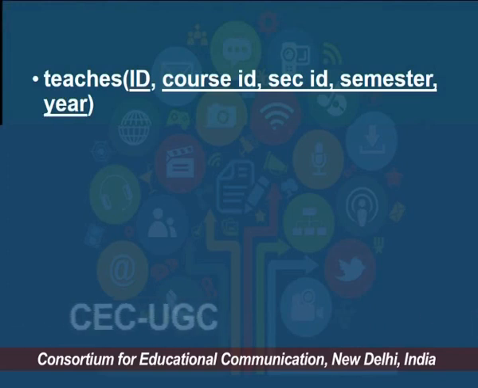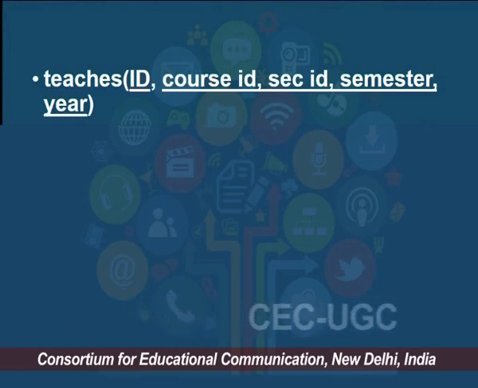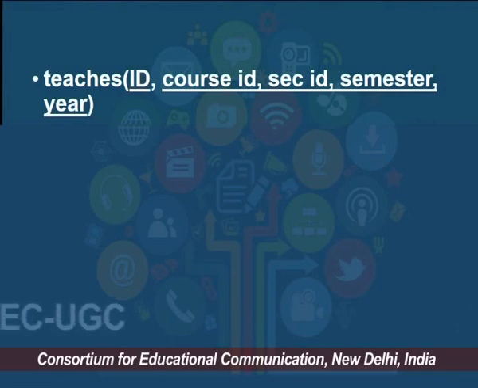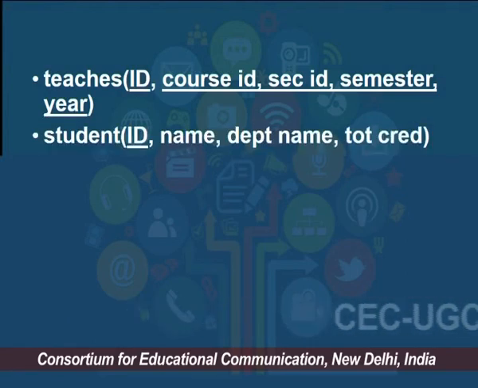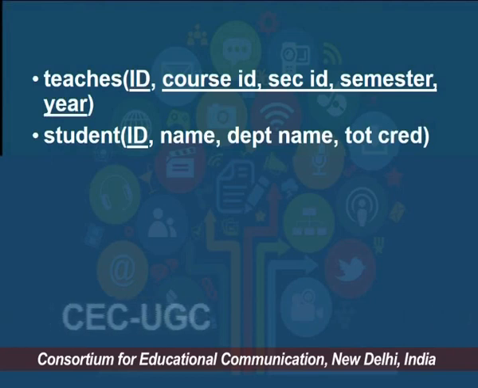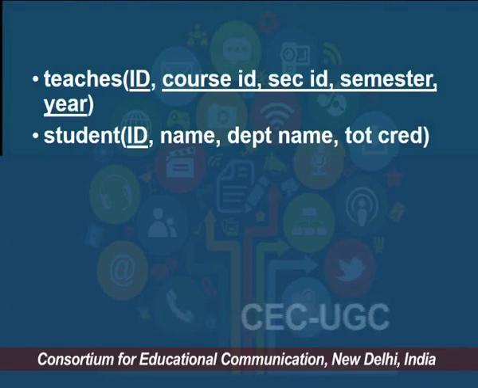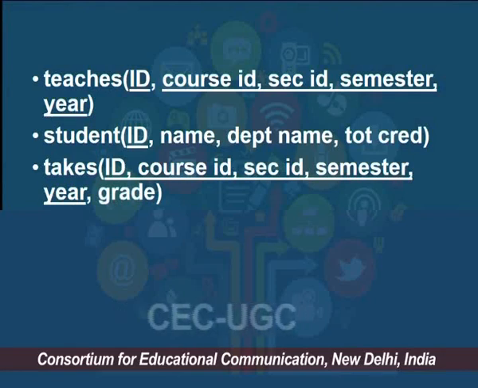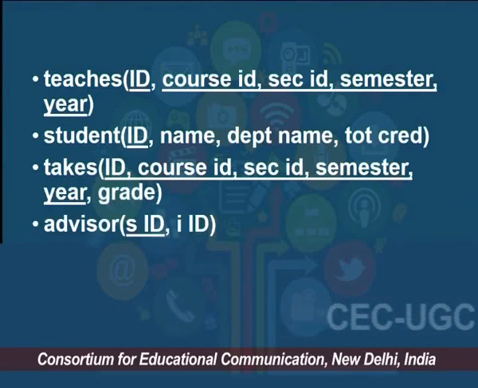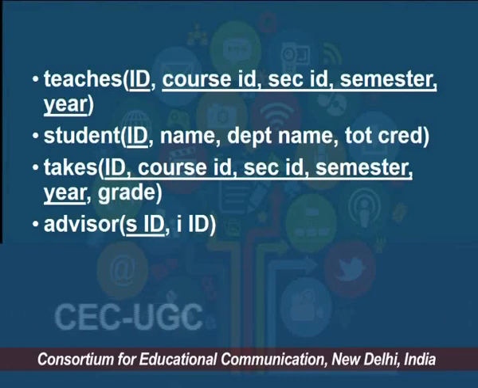It is named teaches, with ID, course ID, SEC ID which is the section ID, then semester and year. All attributes are taken as the primary key. Then student, along with its ID which is the primary key, has name, department and total credits. Then there is a relationship table takes, with ID, course ID, section ID, then semester and year as the primary key, and grade.